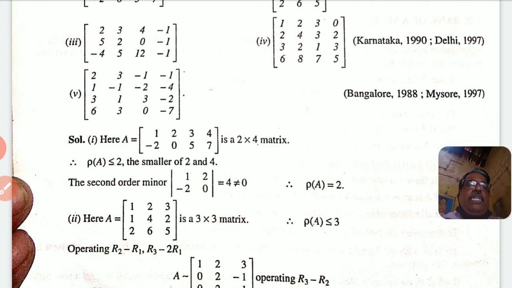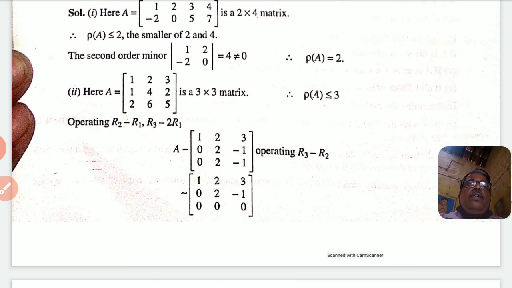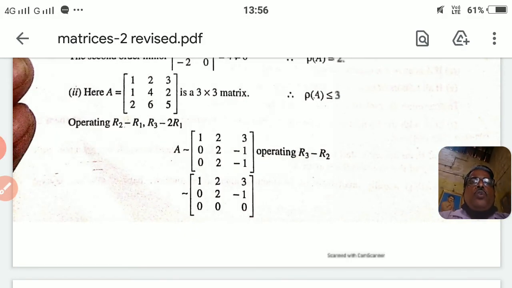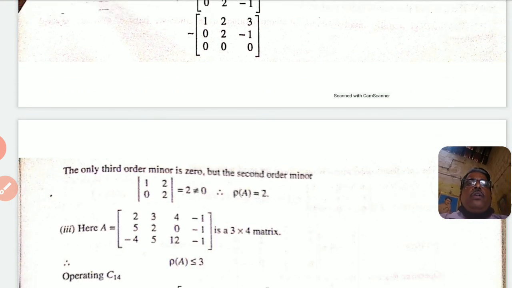Next, this is one example. Now take A equal to 1 2 3, 1 4 2, then 2 6 5, a 3 cross 3 matrix. Here we apply elementary row transformations, and we bring the given matrix into row reduced echelon form, and we find the rank of the matrix.